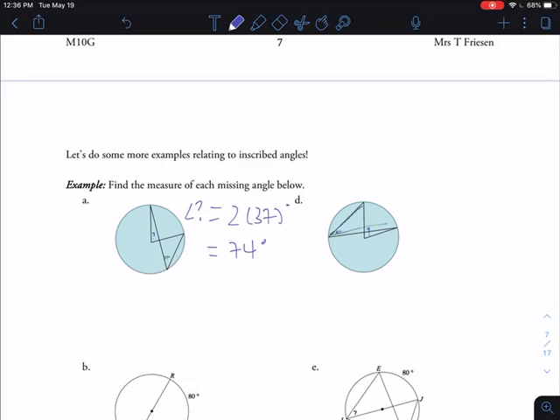Then the next one, same idea. We have an inscribed angle and a central angle that share this arc. So we can use our rule again. The central angle, in this case angle question mark, is going to be 2 times the 41 degree angle, the inscribed angle. And so when we multiply 41 by 2, we're going to get 82 degrees.